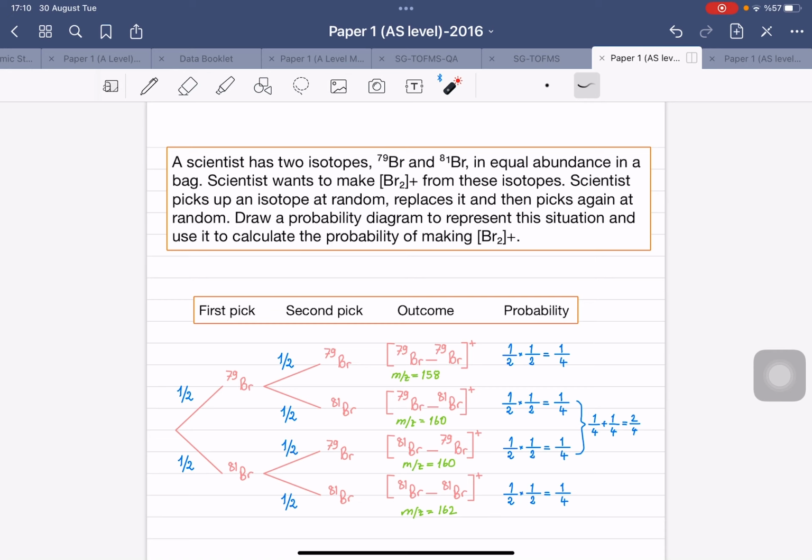Okay, we are going to make a Br2 1+ ion from these isotopes. I am just randomly picking up from the bag, which contains two isotopes. The first pick can give me bromine 79, which has a probability of 1 out of 2.